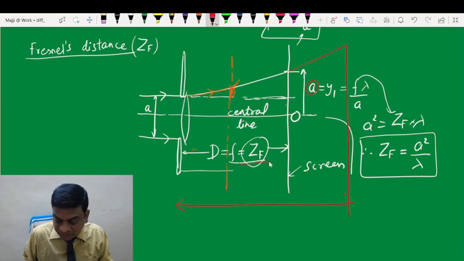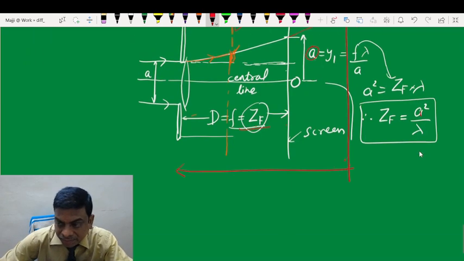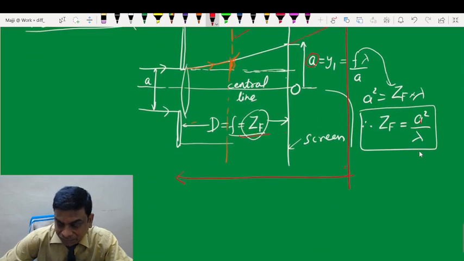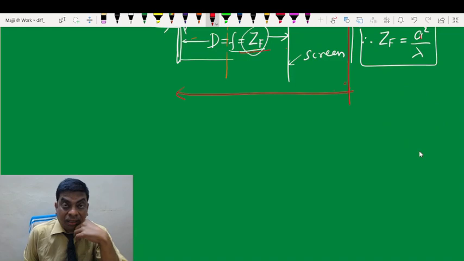So that means Fresnel's diffraction demarcates the two situations in which ray optics will be applicable or wave optics will be applicable. And that is given by a square by lambda. I hope that is clear. Now, if this be the situation, based on this we can discuss the limit of resolution and resolving power of different optical instruments, for example, telescope or microscope or even the eye.